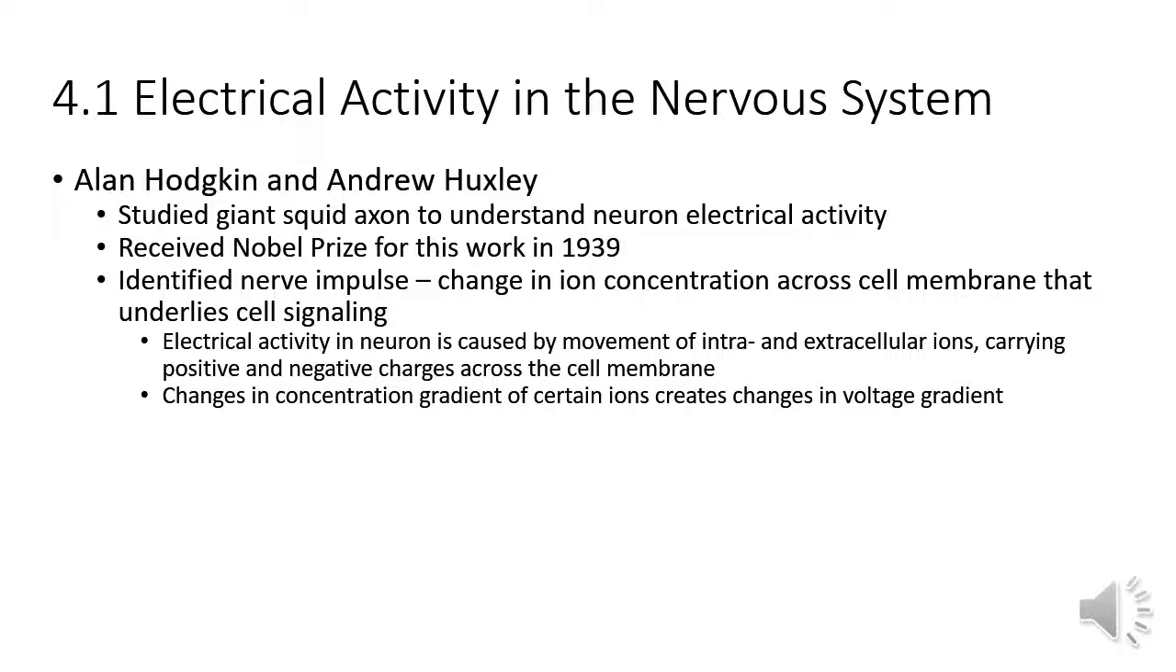And they identified the nerve impulse, which is this change in ion concentration across the cell membrane that underlies signaling between cells. They found out that the electrical activity in a neuron is caused by movement of intra and extracellular ions carrying positive and negative charges across the cell membrane, and that changes in the concentration gradient of these ions create changes in the voltage gradient. And this is what underlies cell signaling, and so that's what we're going to talk about for pretty much the rest of this chapter: this basic process.